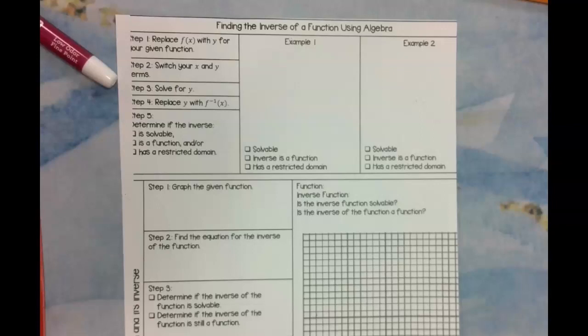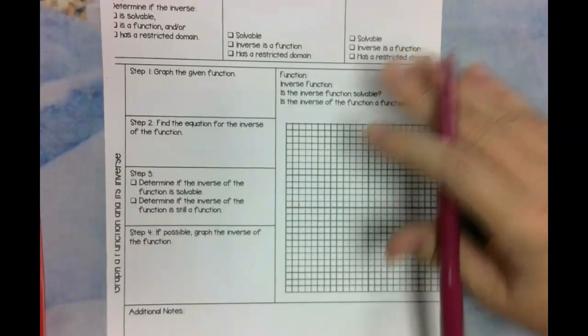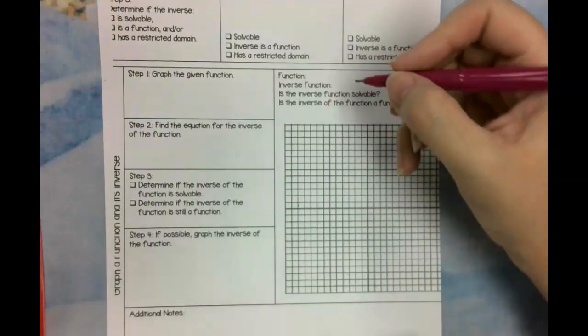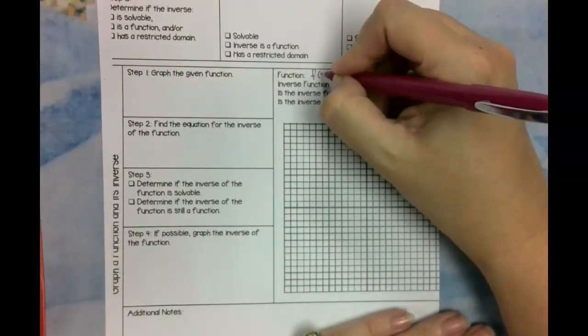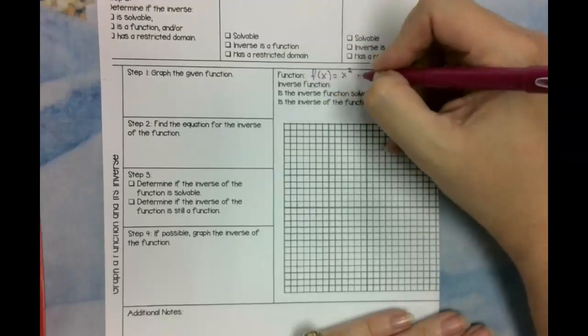Okay, today we're going to do inverses on graphs and tables. So we're going to skip this top part and we're going to come back to that next week. So we're going to start right here and we're going to talk about how to do inverses of graphs. So for an example, we're going to do f of x equals x squared plus 5.